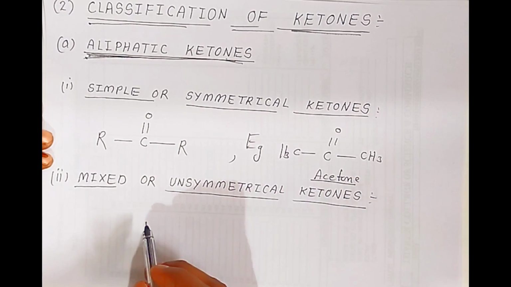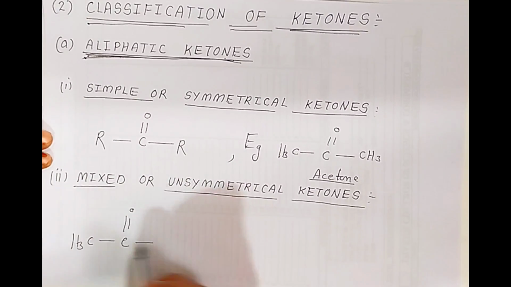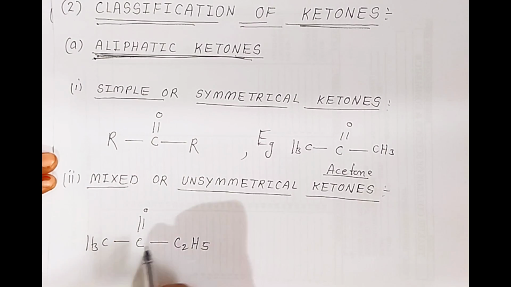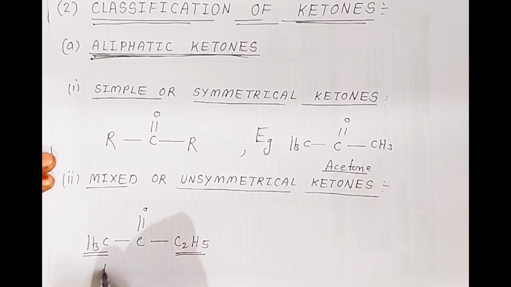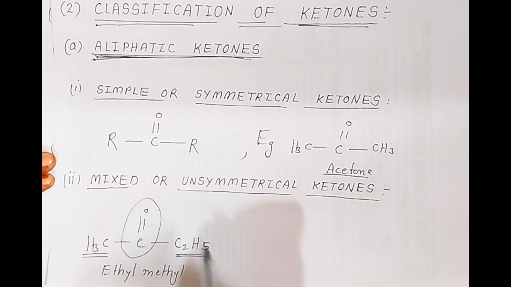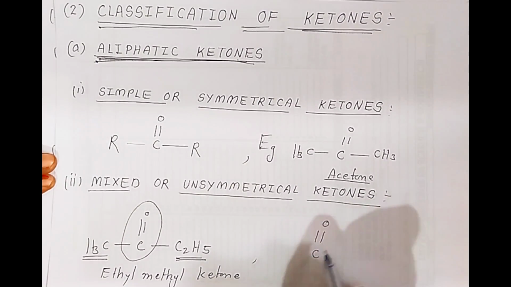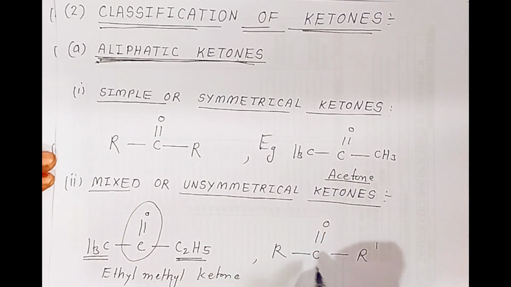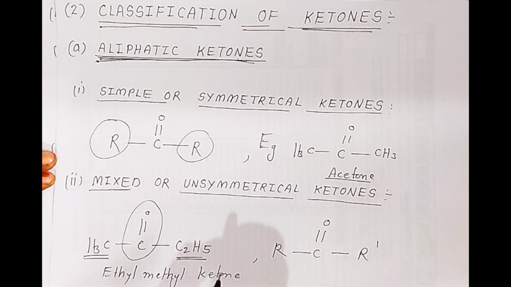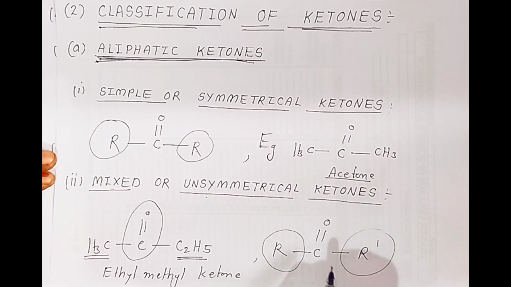Now for mixed unsymmetrical ketone, students: for the carbonyl group, if one valency is replaced by methyl and the second valency by ethyl, this is called ethyl methyl ketone. This is ethyl and this is methyl, so we say ethyl first, then methyl, and this is the ketone group, so ethyl methyl ketone. So in general, students, the carbonyl group has one valency with R and the other with R dash, which is different. Where there is a similar group, we call it simple symmetrical aliphatic ketone. All are aliphatic only, students. Here, if one is aliphatic and the other is another aliphatic, we call it mixed unsymmetrical ketone.